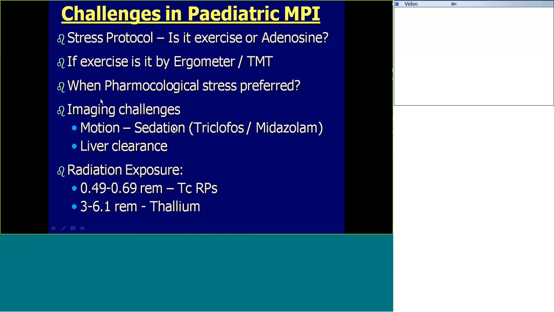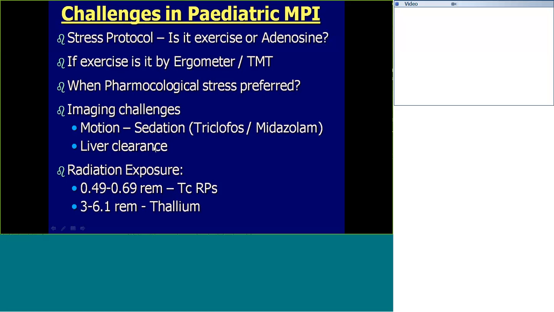But the problem doesn't stop there. Imaging is a big challenge because we need to have a motionless acquisition, and for that conventionally we give oral triclofos or we use IV midazolam, and the imaging is normally done for 5 to 8 minutes only. But during that 8 minutes we need an absolutely motionless acquisition, then only the images will be free of artifacts.